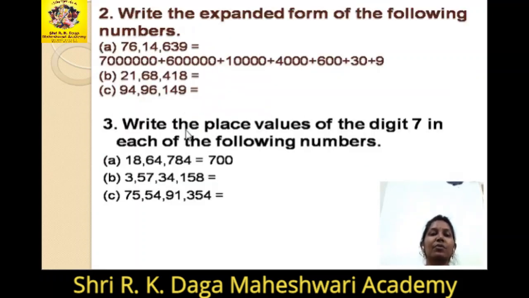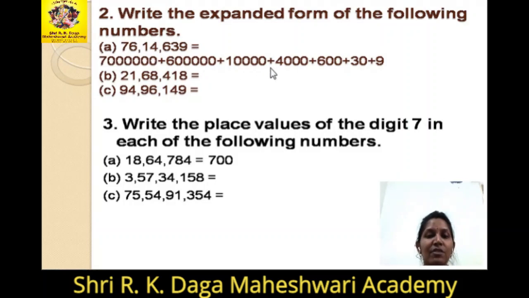In question number 2, write the expanded form of the following numbers. You are given some numbers and you have to write its expanded form. First number is 76,14,639. So here you can see 7 is at 10 lakhs place. So first we will write 70 lakh plus 6 is at lakhs place. So we will write 6 lakh plus 1 is at 10,000s place.